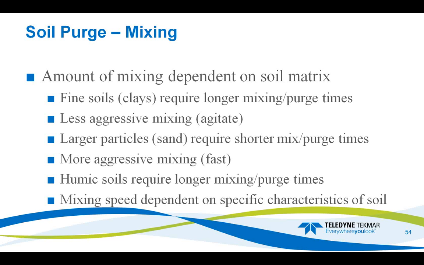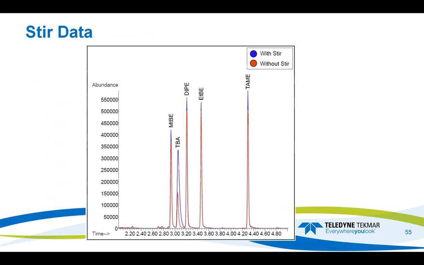And then again, the mixing speed is going to be dependent on the specific characteristics of the soil. So some humic soils you may be able to stir very quickly. Others may clump up at high speeds and need to be mixed at a slower speed or even just agitated. So looking at some stirring data, we see that during an in-vial purge of a soil, we definitely get better removal with stirring as opposed to not stirring.